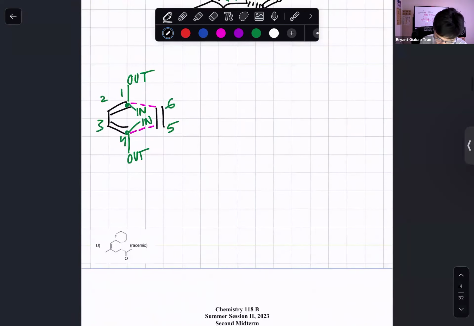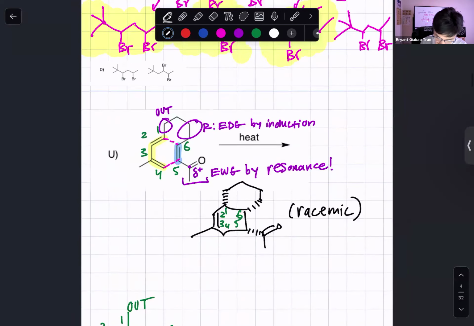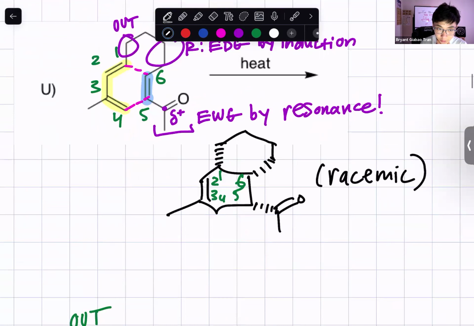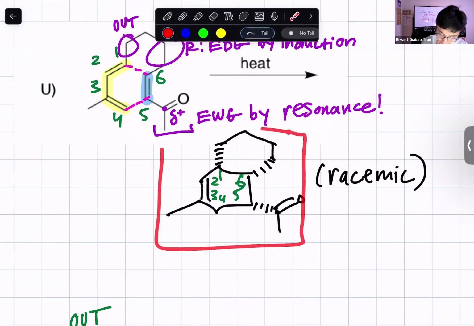Let's check the key. Yeah. Any questions on this problem? This one will have 2 products. It's just racemic, right? The 2 products are going to be this and the enantiomer of this. So it's just 2 answers here, 2 products.